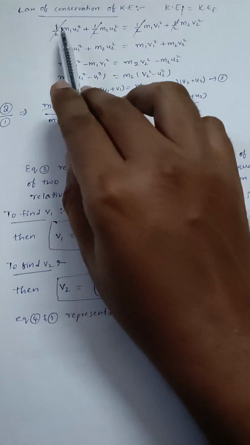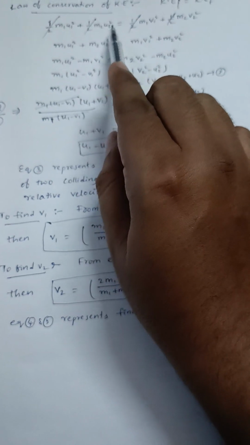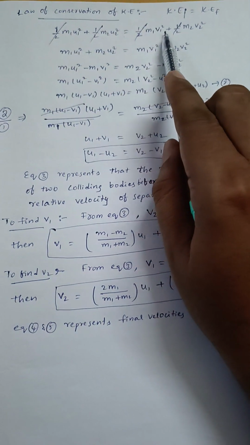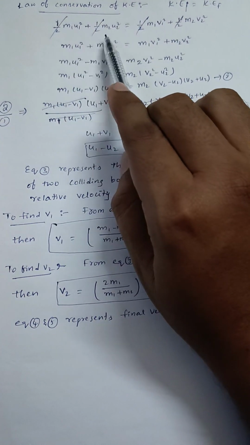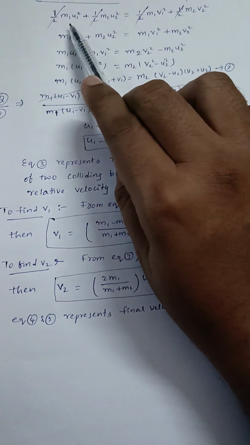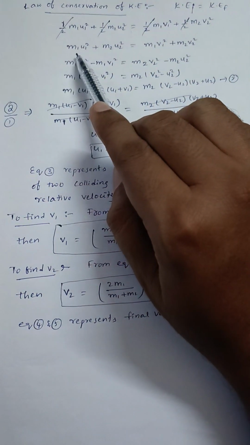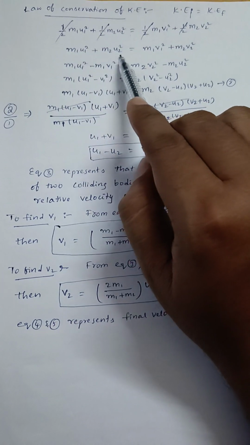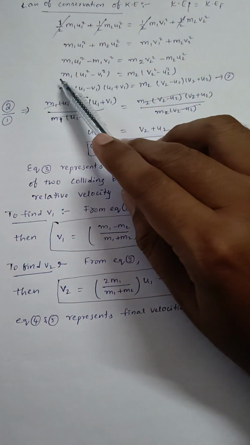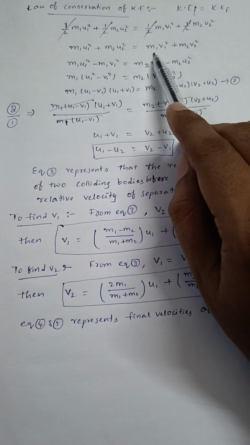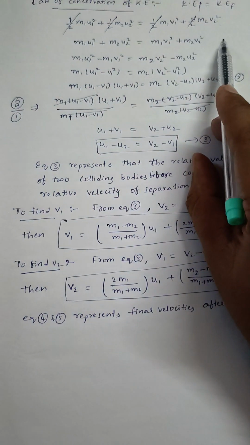So we have written here, for the first object with initial velocity u1, half m1 u1 square plus half m2 u2 square is equal to half m1 v1 square plus half m2 v2 square. Now every half will be cancelled, because by taking half common from these terms we can cancel it, otherwise we can cancel directly. The remaining terms are m1 u1 square plus m2 u2 square equals m1 v1 square plus m2 v2 square. Same thing again: mass m1 will be on one side, m2 on the other side.